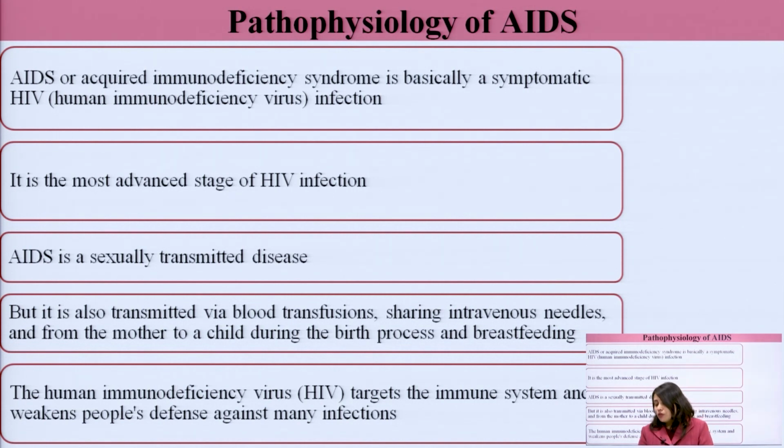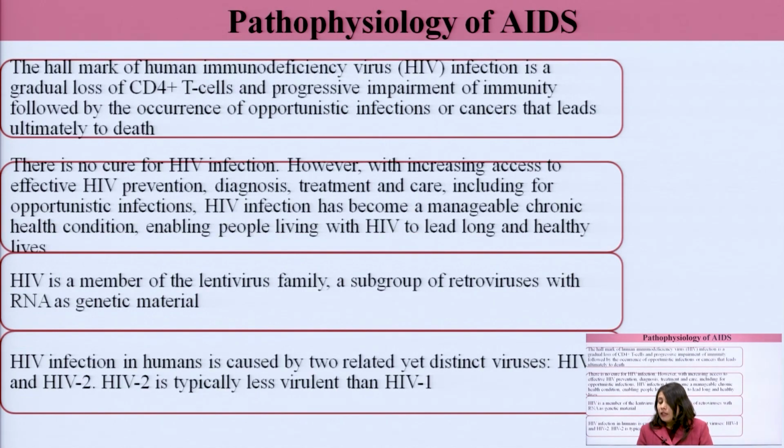The human immunodeficiency virus targets the immune system and weakens people's defense against many infections. So, what is the basic target of the virus? The immune cells in the host body. The hallmark of HIV infection is gradual loss of CD4 positive helper T lymphocytes and progressive impairment of immunity, followed by opportunistic infections or cancers that lead ultimately to acquired immunodeficiency syndrome, and before that, death.